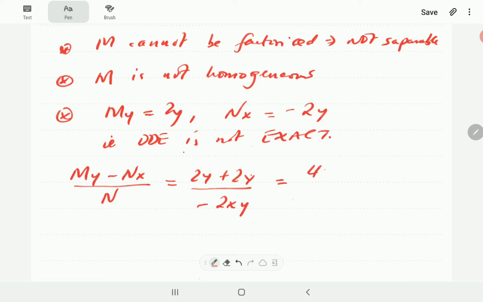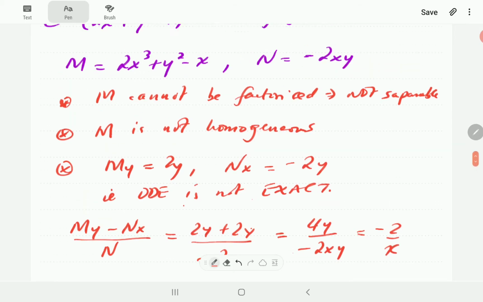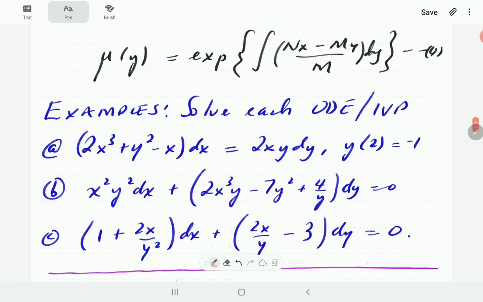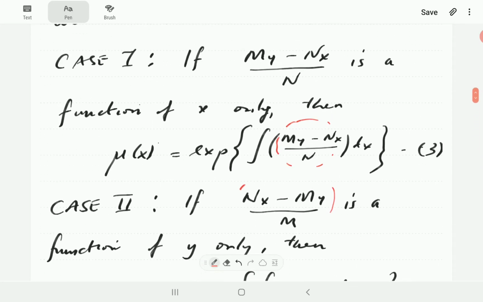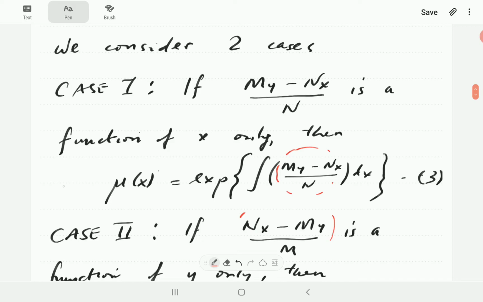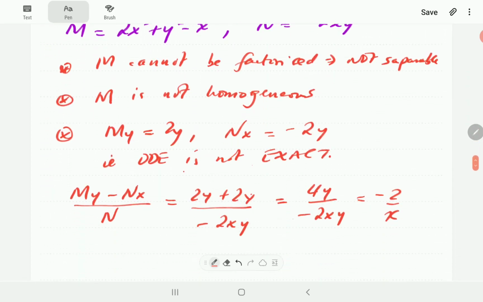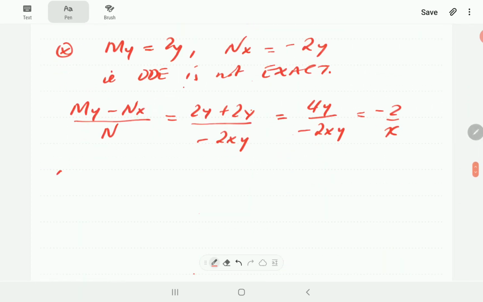So that means we're going to have 4y over negative 2xy. So this is going to be negative 2 over x, which is a function of x. So that means this is fitting under case 1 here, because this combination is a function of x. So we can now use equation number 3 to find the integrating factor.